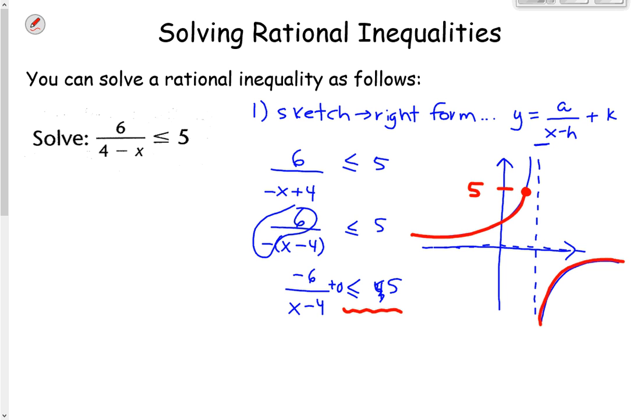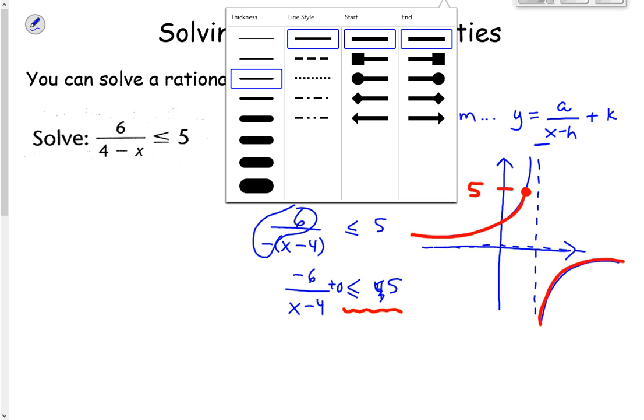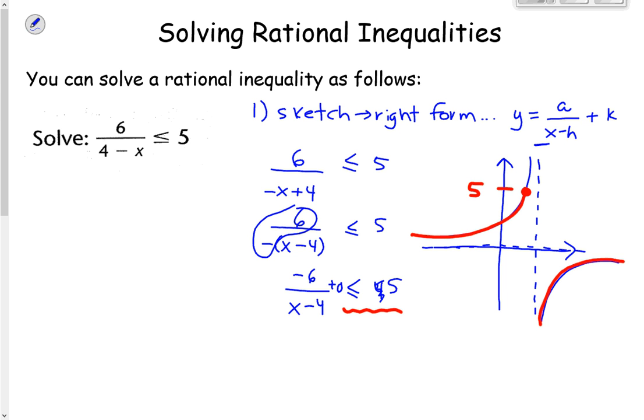All right. So the second thing you can do, after you're done sketching and finding the right form, is you want to solve to find out that point. Okay, so you want to find out that point over here. So what you have to do, number 2, is you can make it equal and solve. So you're going to write 6 over 4 minus x is equal to 5.